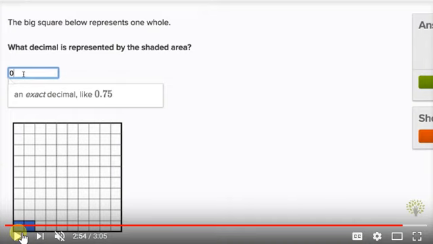Okay. Write down the decimal representation for this shaded part. And then again, find someone to compare your answer. Compare the answers and discuss. Are the answers the same or different? If they are different, why? Who got the right answer?